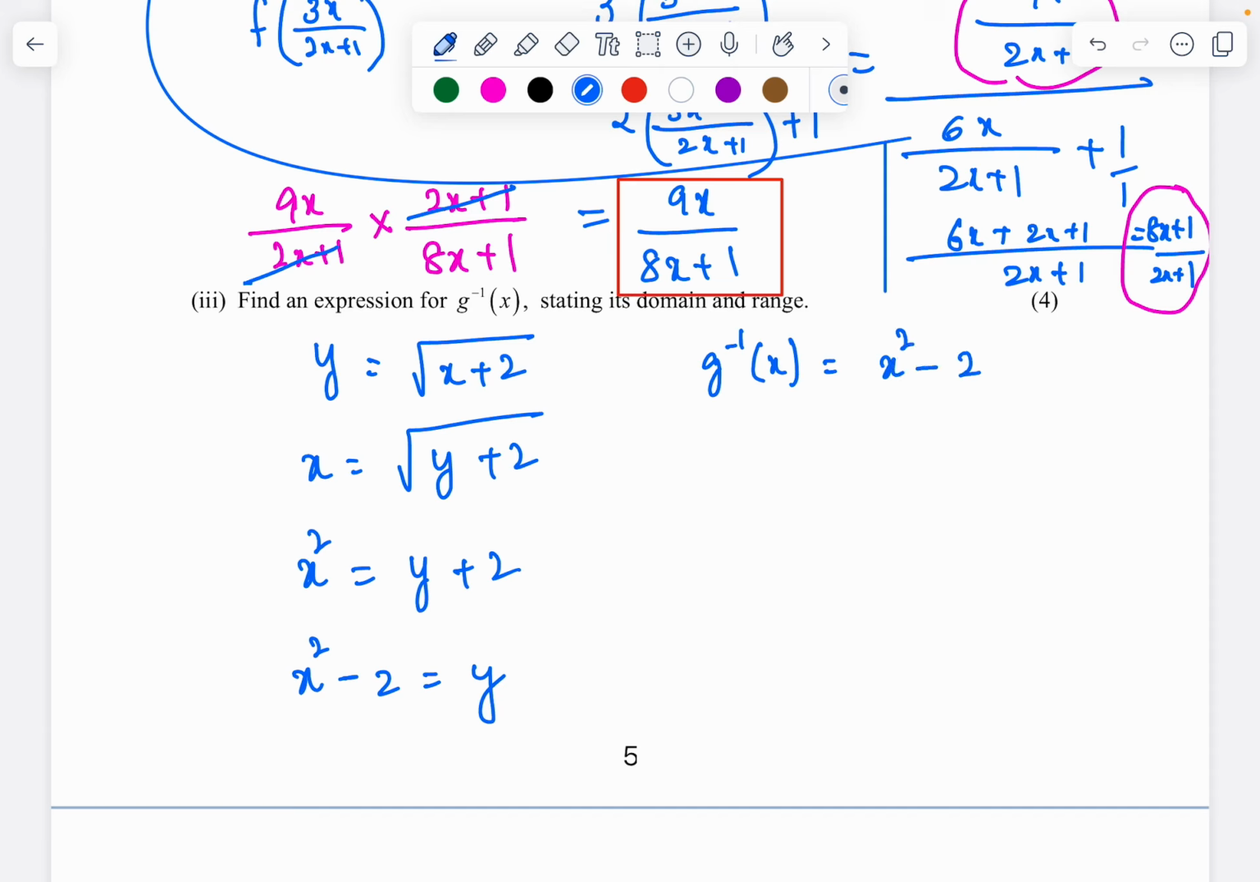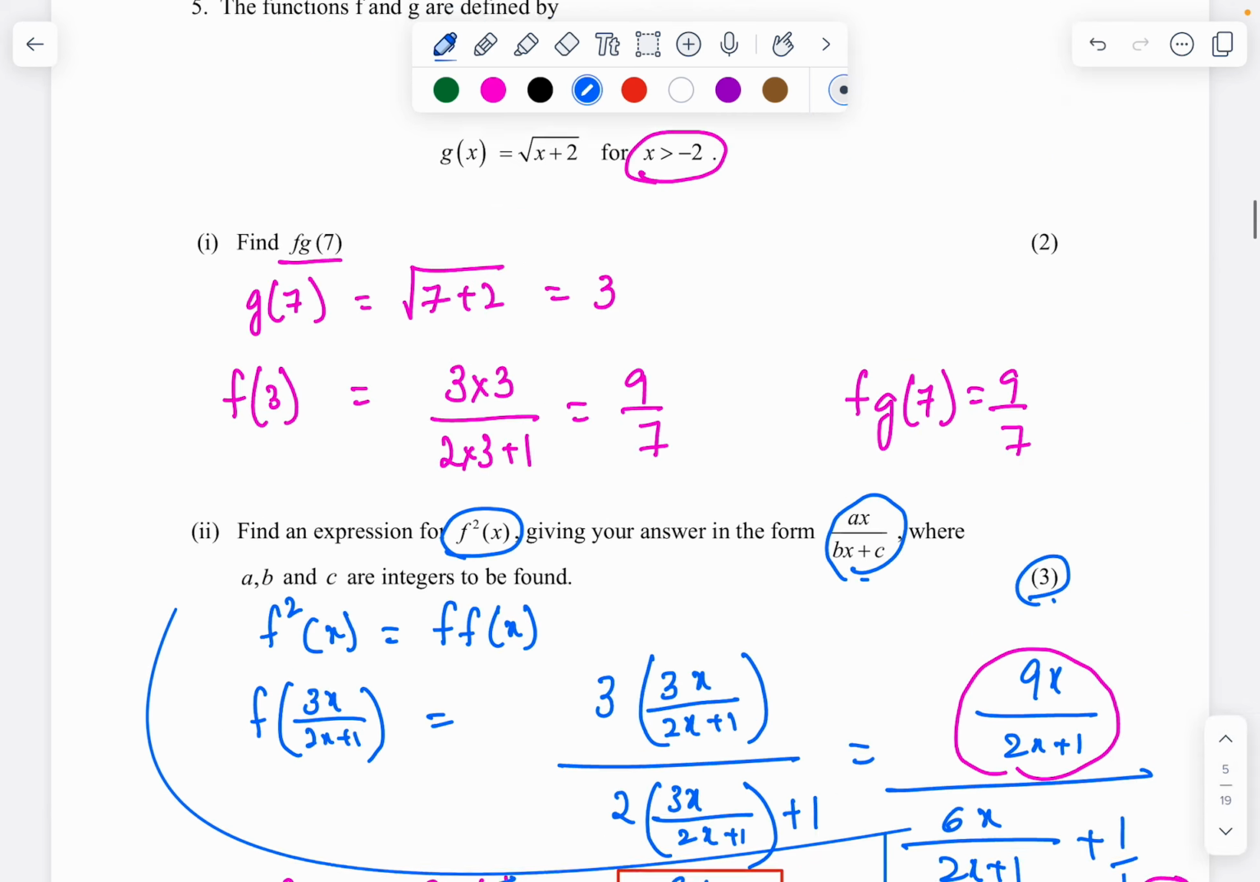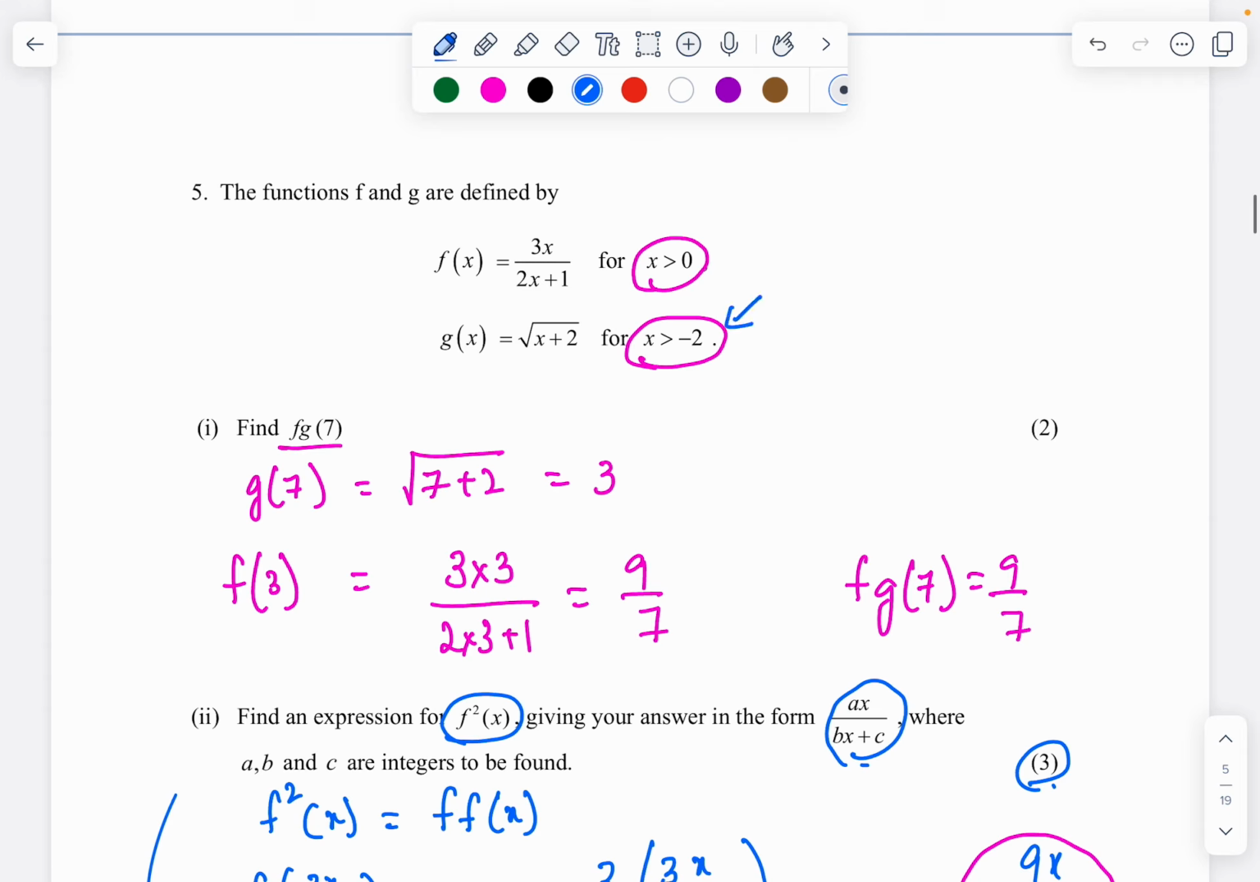Then we also need to state its domain and range. Okay, so let us go back to the question. So this is the domain, right? And for its range, put this one into here and you will get the range as g greater than 0. You just put it here: square root of negative 2 plus 2, you will get a 0. So we use the same inequality. So g is greater than 0.